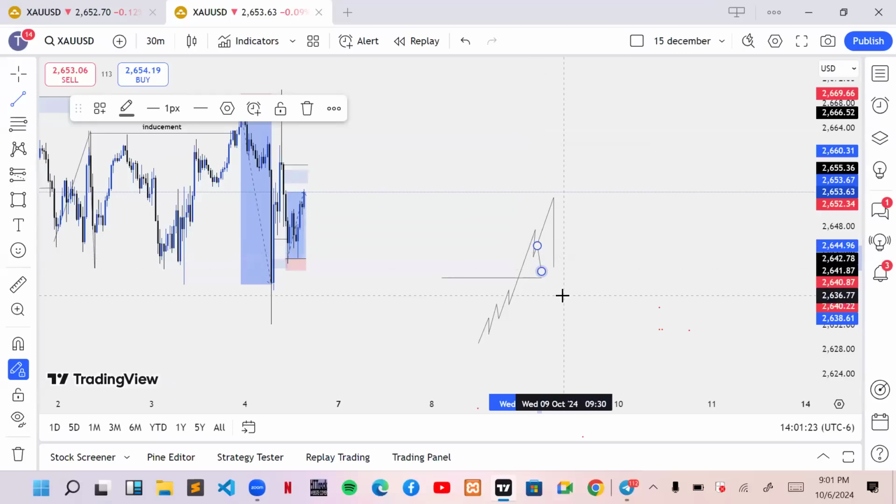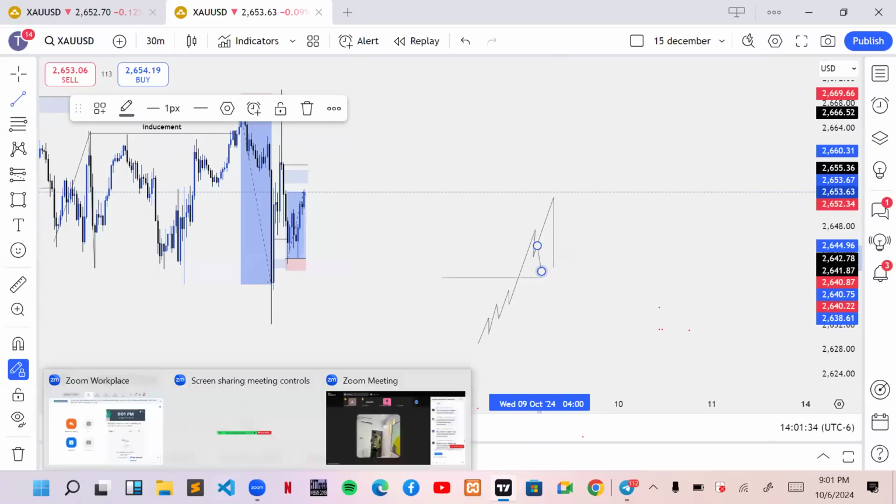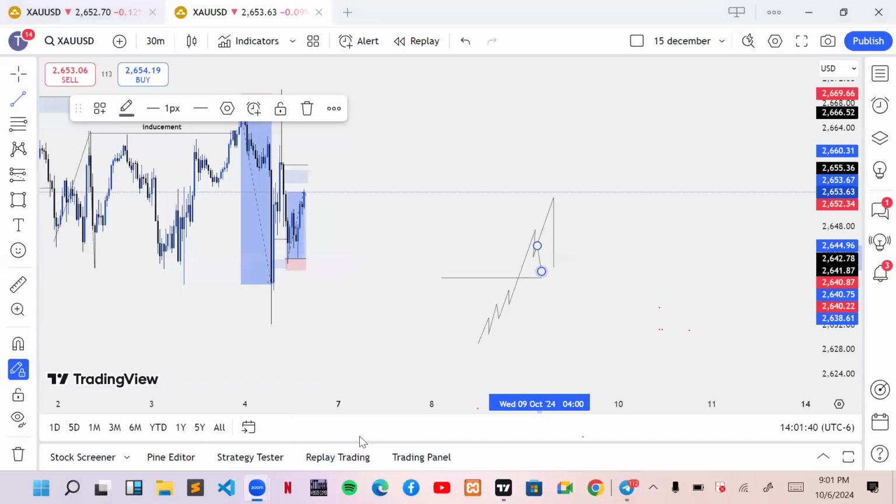So a valid pullback has to push market at least close to 50% or more of the last move that happened, after the break of structure and the market structure shift. That is how you identify a valid pullback. The classes are recorded and will be sent to you. So the more you watch, the more you practice, and the more you can ask questions.